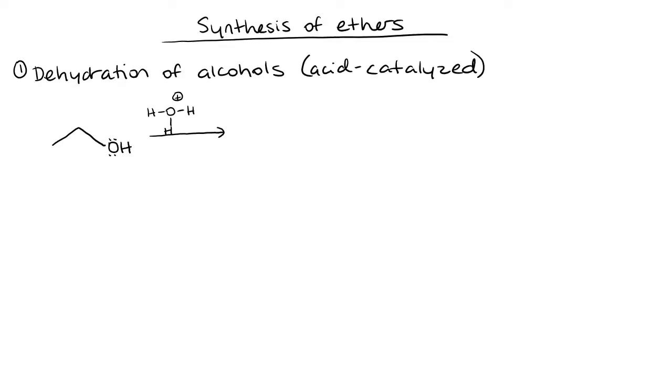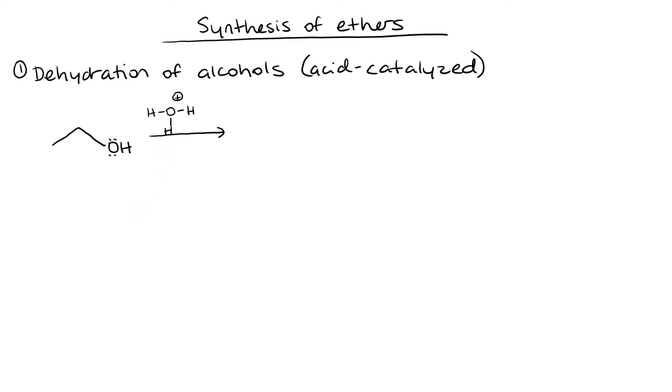There are 3 main ways to synthesize ethers, and all of these will be great review from OChem 1. So in our first method, it's called the dehydration of alcohols, and they are acid catalyzed conditions. So in our first method, we're going to be using 2 alcohols. So we'll start off, we have an alcohol with a lone pair on our oxygen, and we also have acid catalyzed conditions. So that means we have a lot of hydronium ions floating around in the solution.